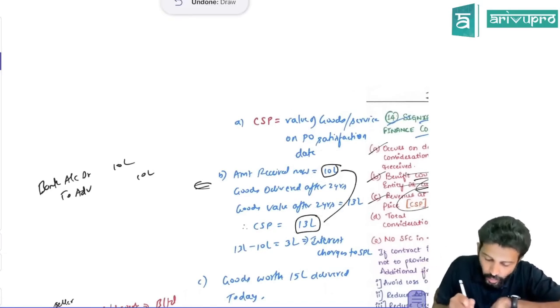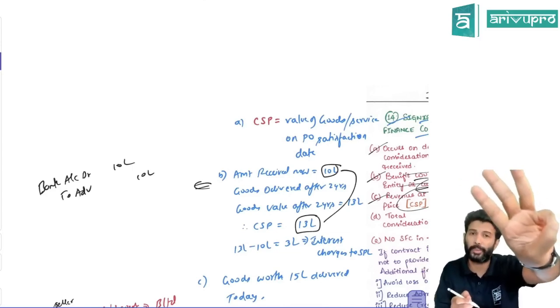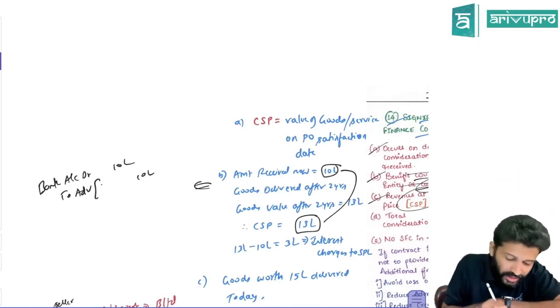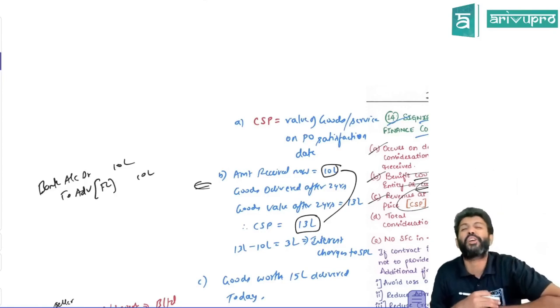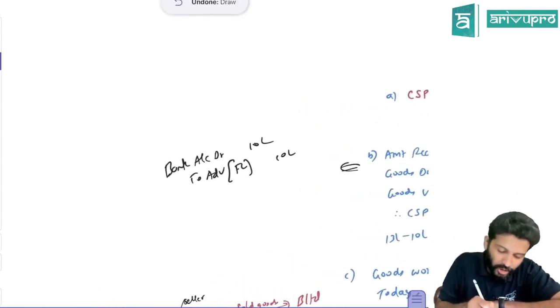No? That means the difference. What is the difference between this 10 lakh and 13 lakh? The difference is 3 lakh rupees. So this is an advance. Now advance is like your financial liability. On this financial liability, you have to book interest charges. So for 2 years, the company has to book interest charges.